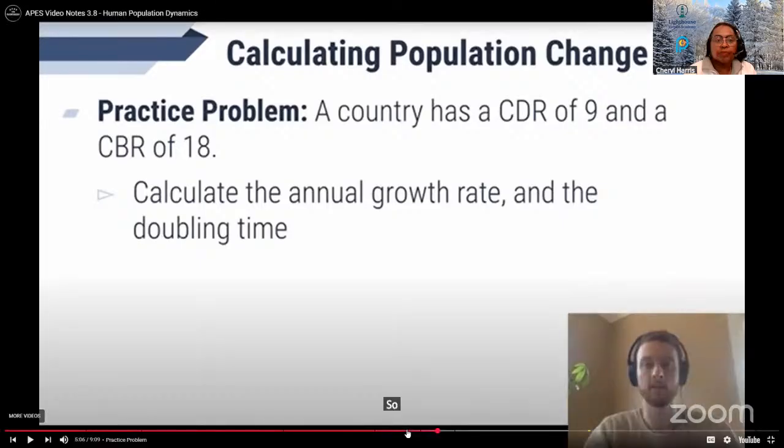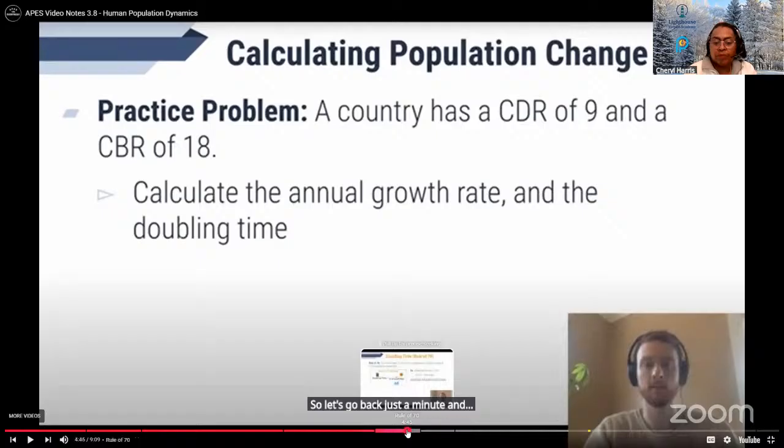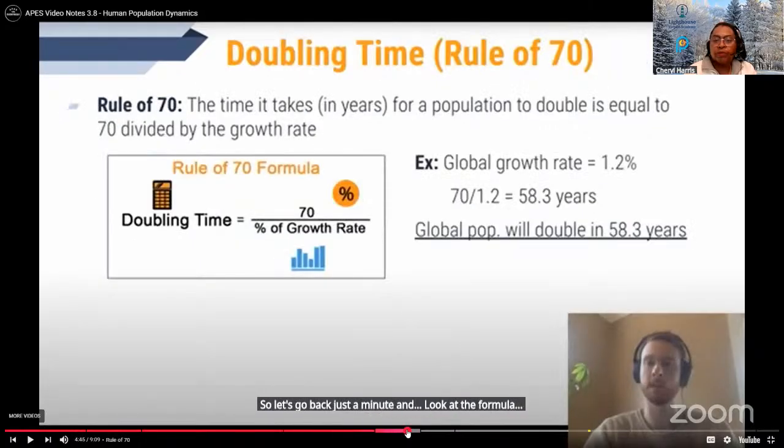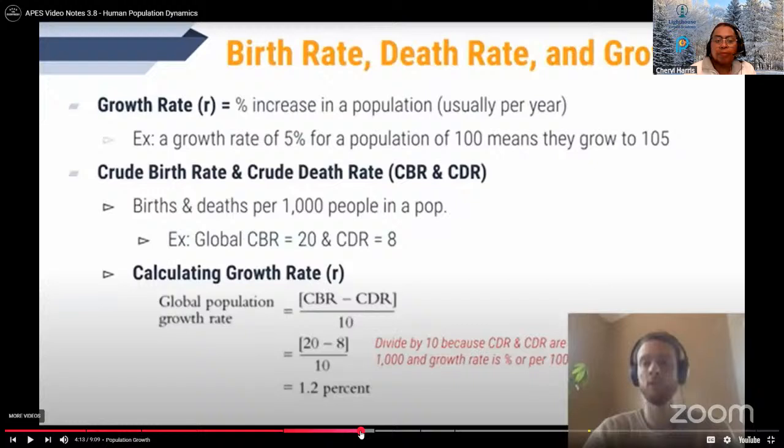So let's go back just a minute and look at the formula. All right, so write down the formula. And then we come back to this question.